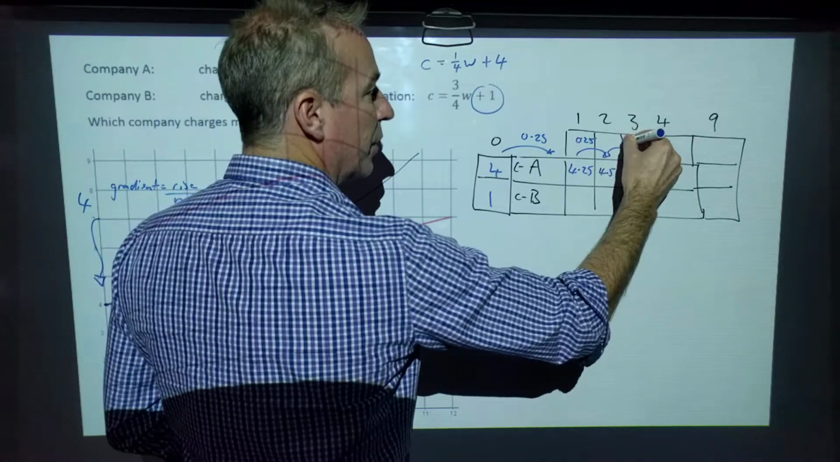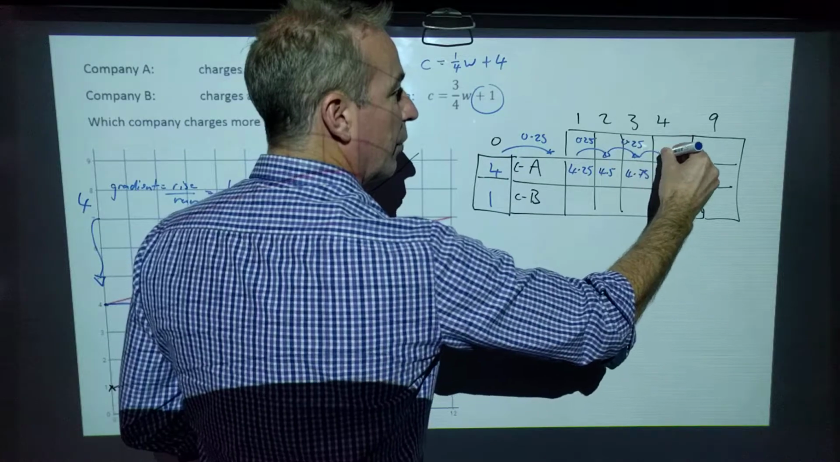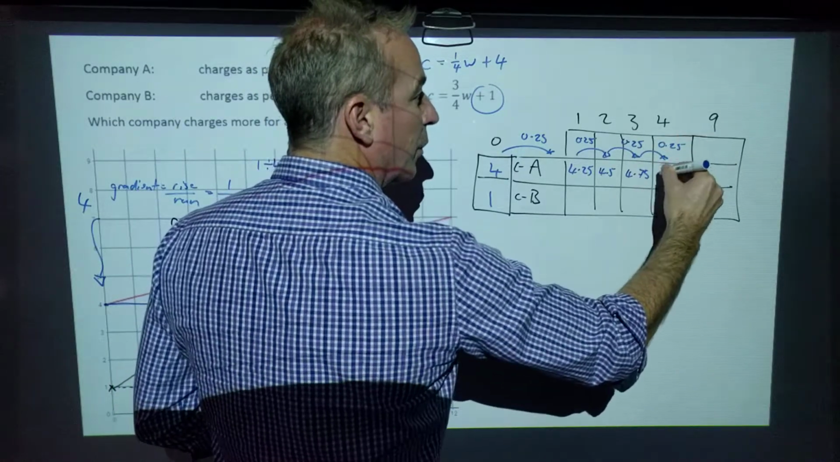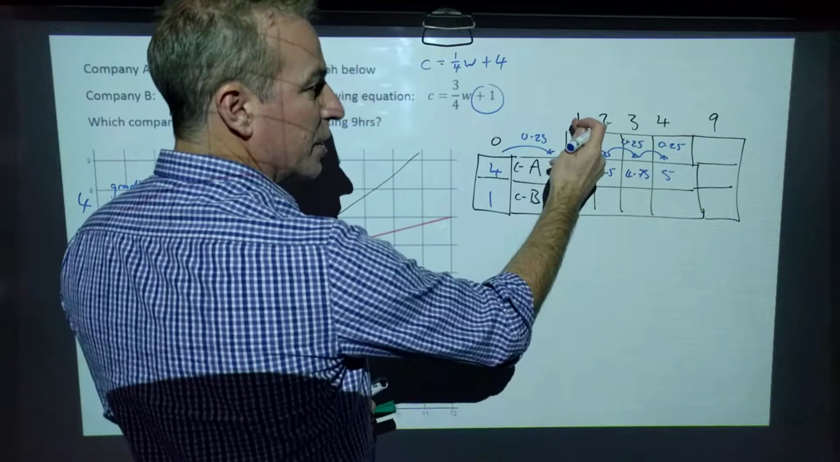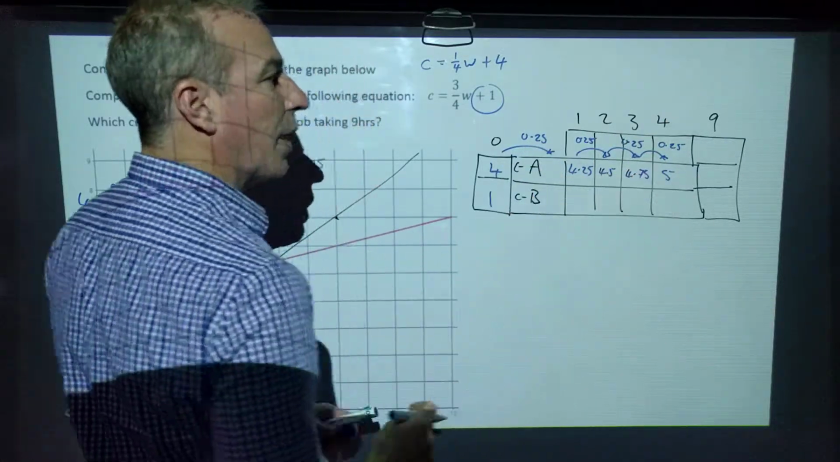If we go another 0.25, we know it goes to 4.5. We go another 0.25, we know it goes to 4.75. If we go another 0.25, we know it goes to 5. So when it's just going up by 1 each time, we know that each time it should be going up by 0.25.